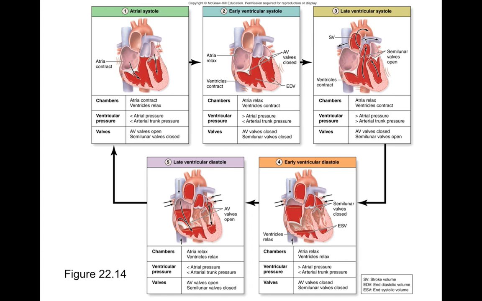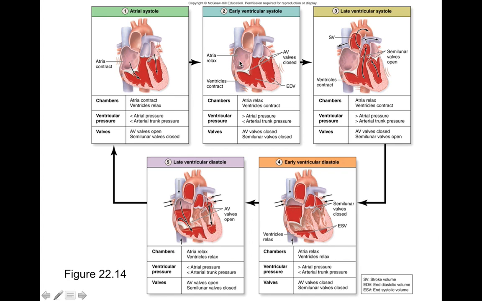Only the remaining 20% of EDV comes from atrial systole. 80% of EDV comes from passive filling. So if the atria are contracting here, they're only pumping the residual 20% of the volume of blood that fills this ventricle, right? It's not a whole lot. Right after atrial systole, then we enter ventricular systole.